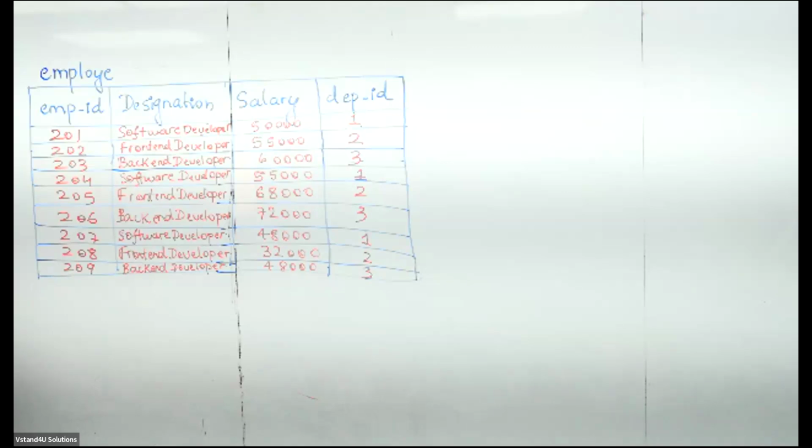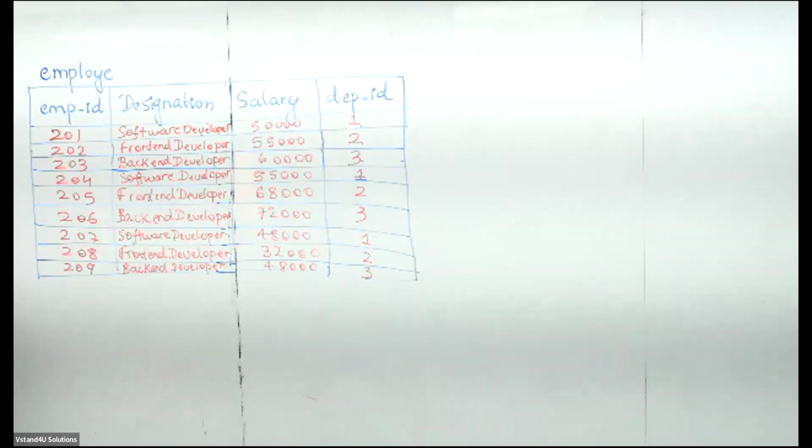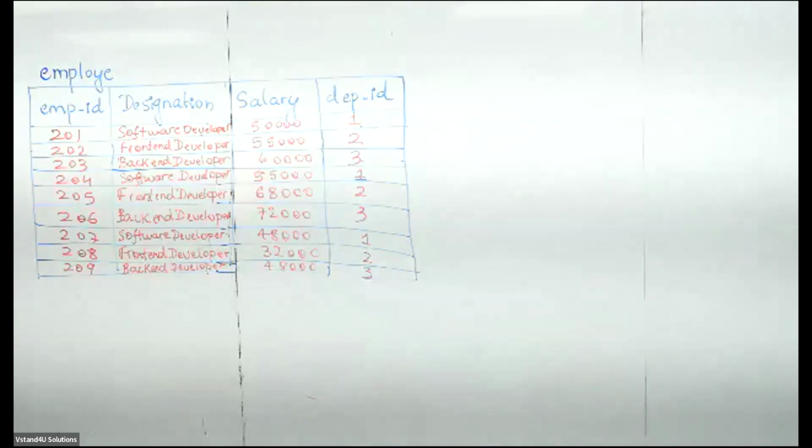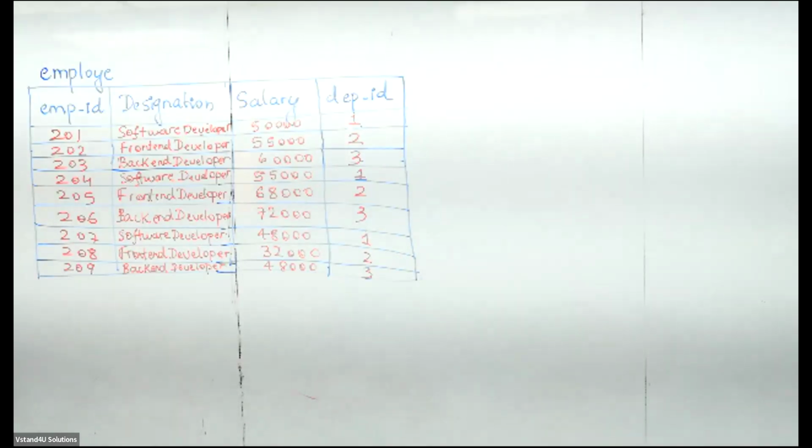Write a query to display employee ID, department ID, comma, maximum salary of each department from employee table. Yeah. Can you tell me how you'll write the query?